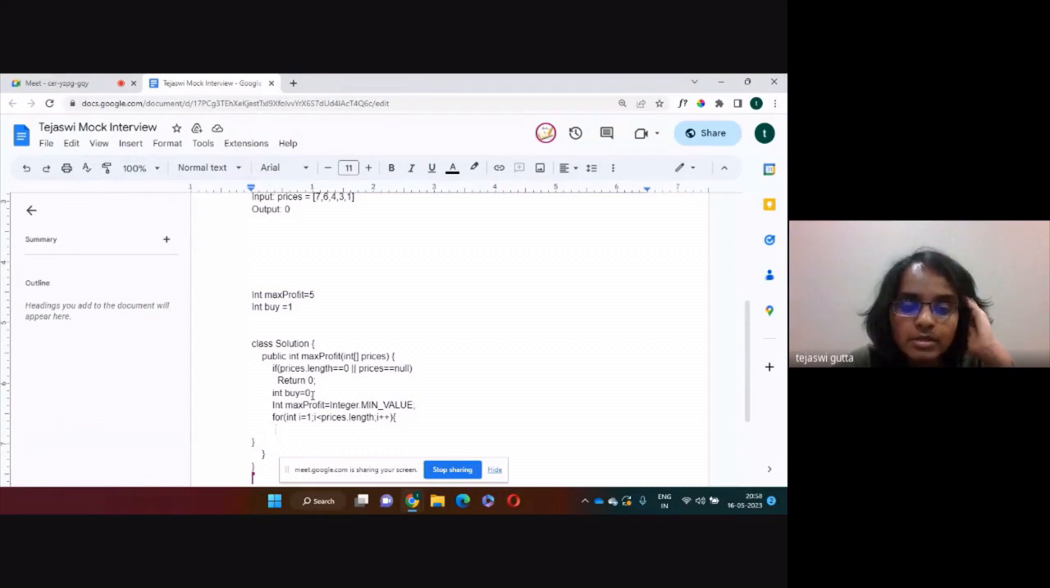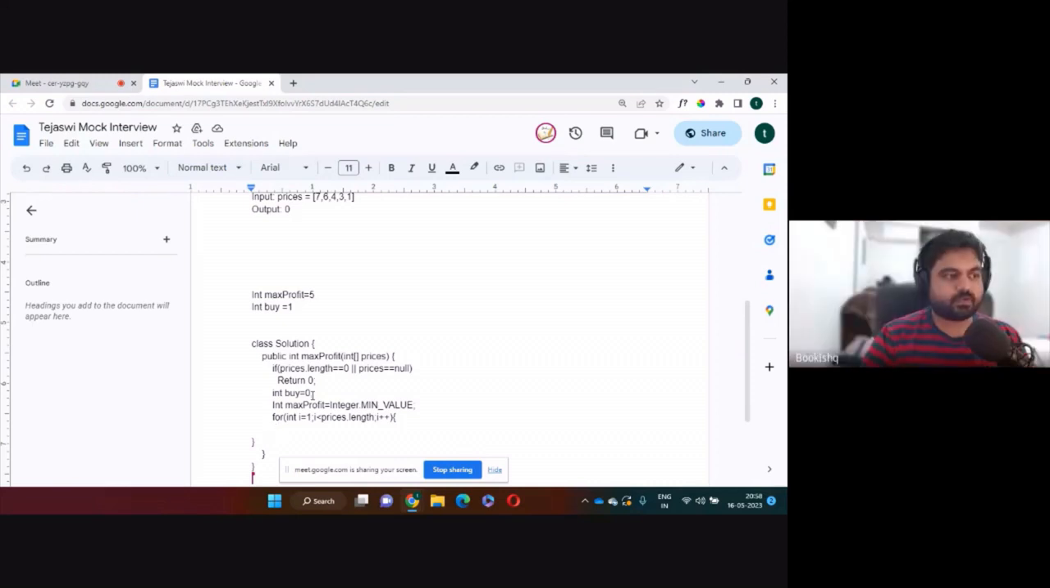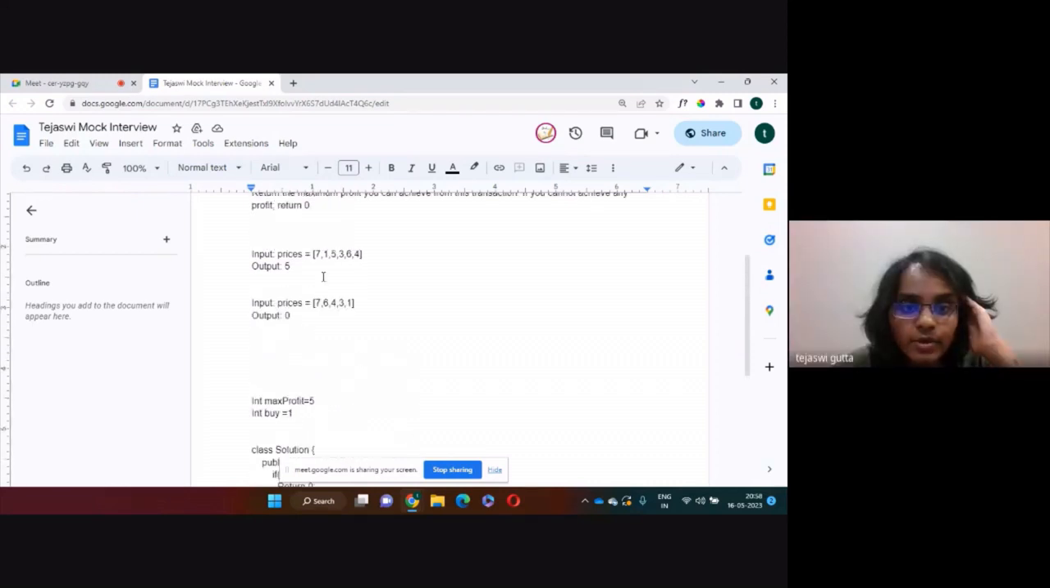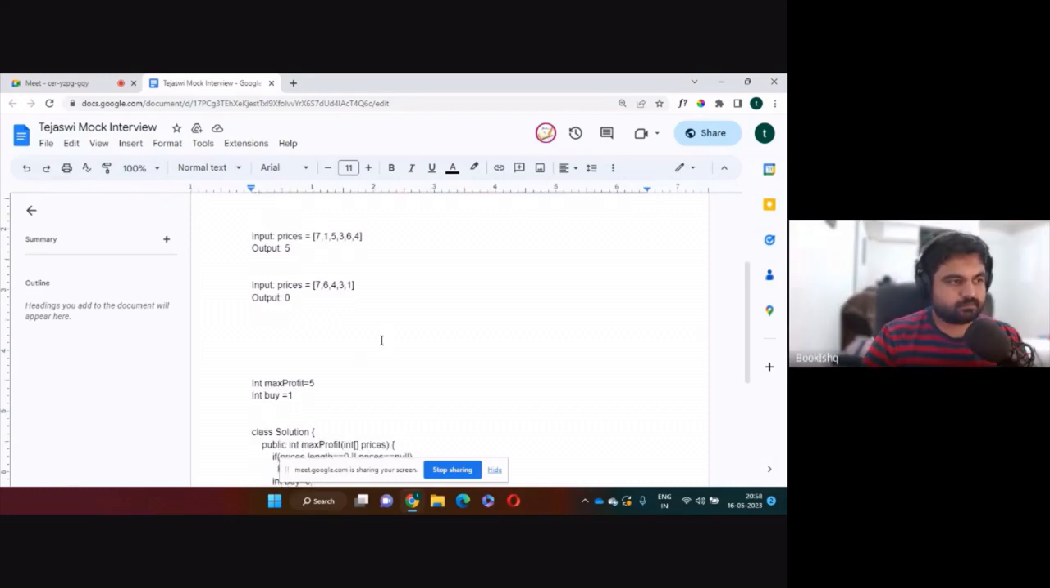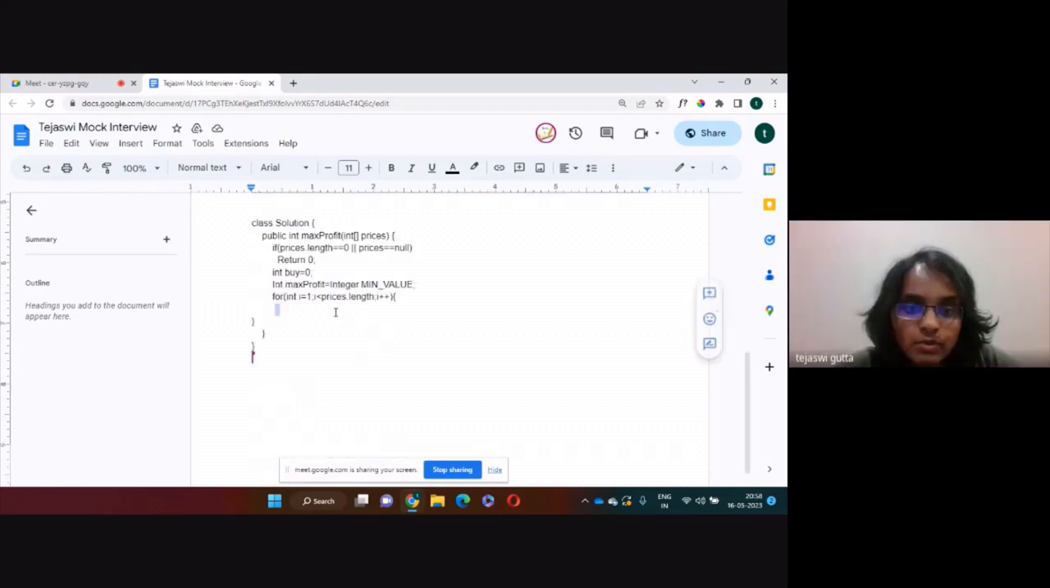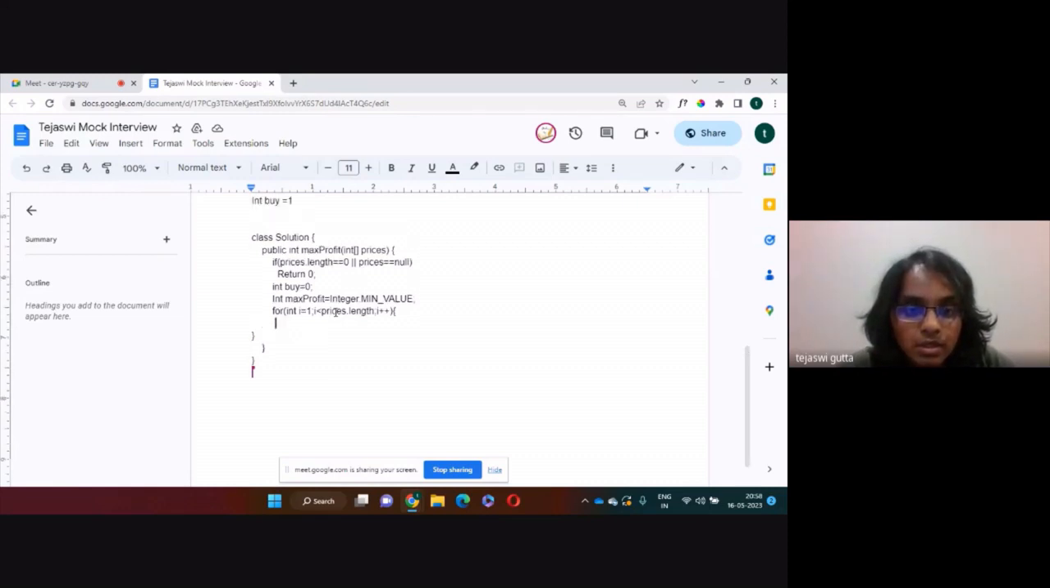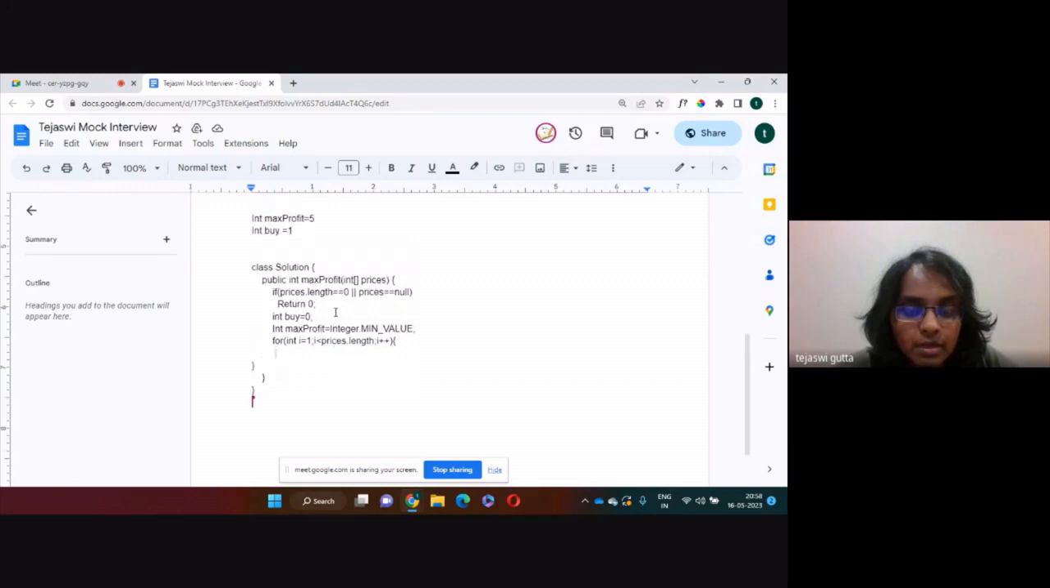Actually, buy is pointing to the index where I bought the stock. Okay, so initially, 7 is the point where I bought the stock, right? Okay. So now what I would do is I would see if I can have maximum profit.